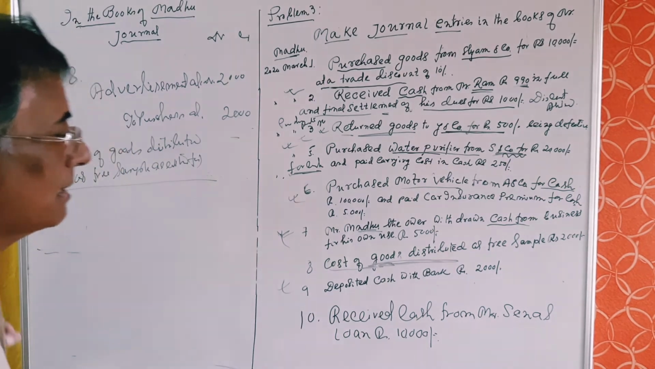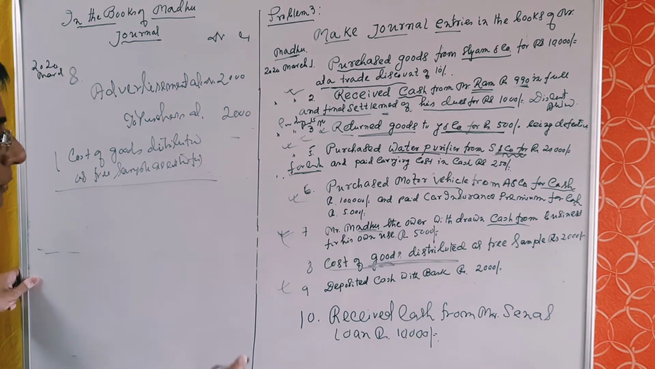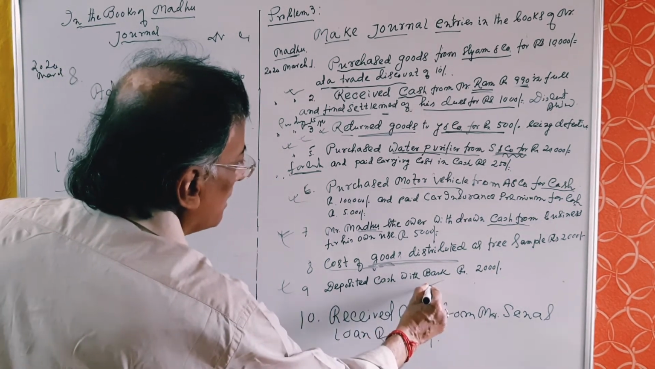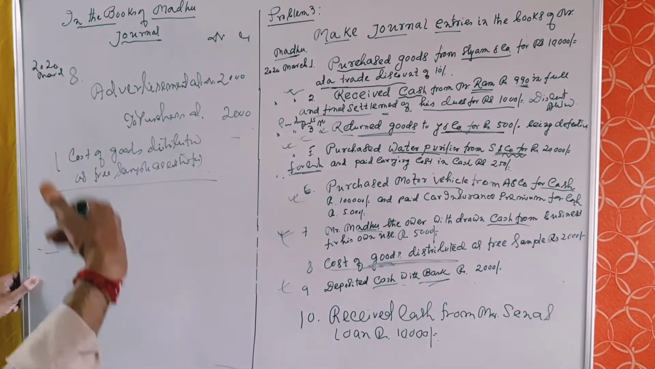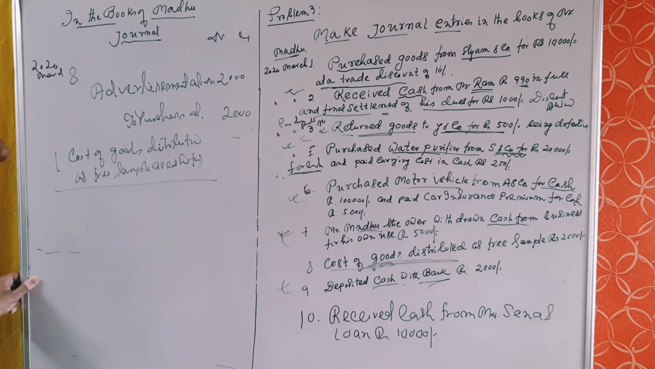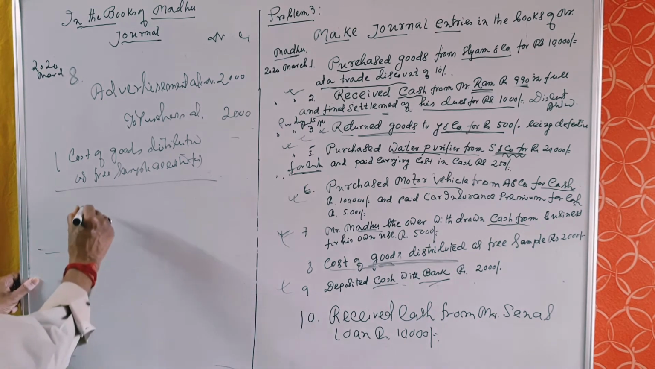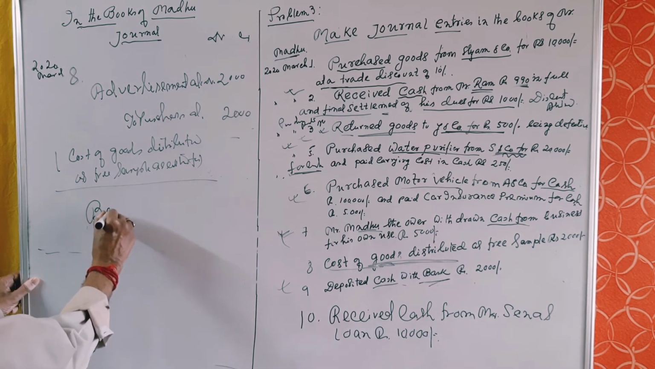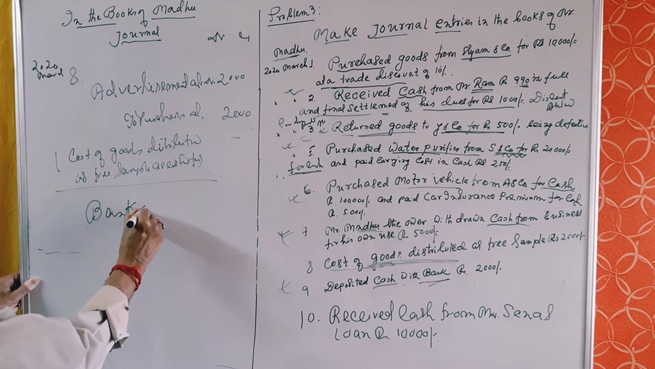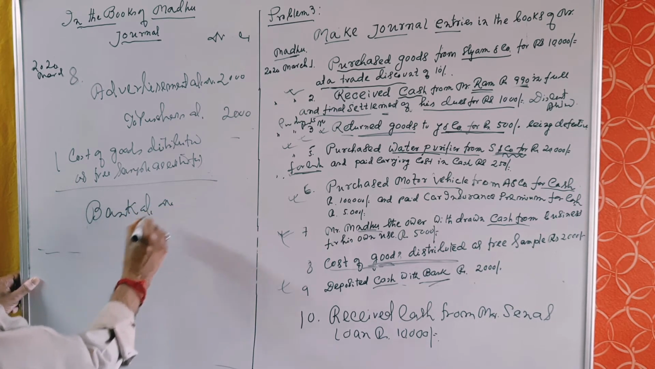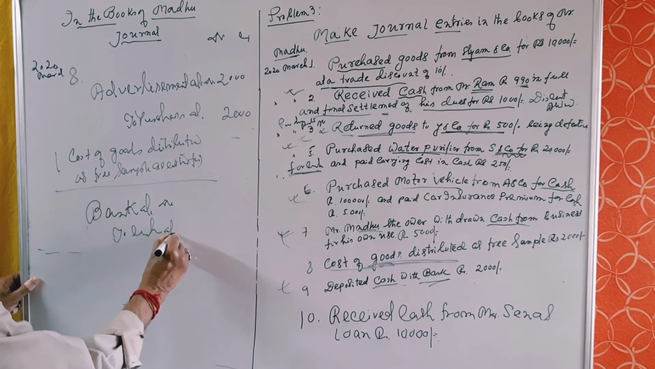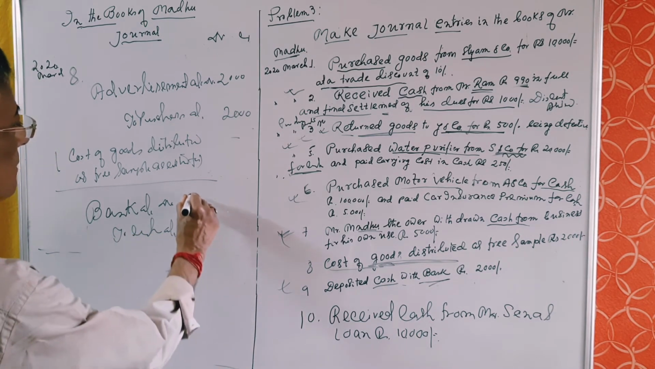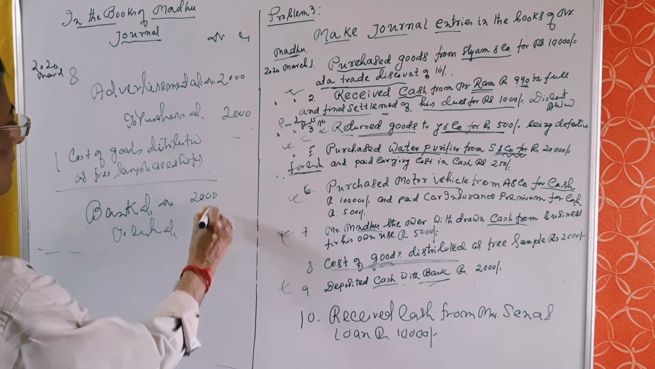Next, deposited cash with bank. You have not done this entry before. What are the two accounts involved? One is bank and another one is cash. Both are real accounts. Bank account is receiving money from business cash, so bank account is debited. It's a very simple entry. Bank account is debit to cash account. What is the amount? 2,000. It is a very simple entry.